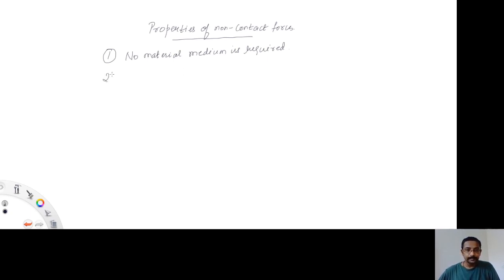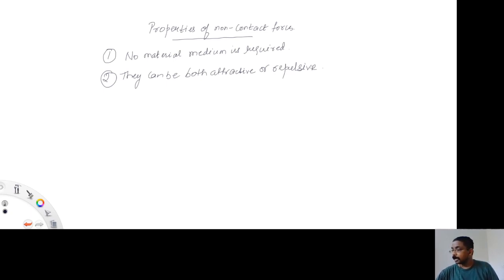The second thing, they can be both attractive or repulsive. Now we know that gravitational forces are all attractive forces. Electrical forces can be both attractive and repulsive. Magnetic force can be attractive as well as repulsive. So these are different properties of the forces. They can be attractive, they can be repulsive.